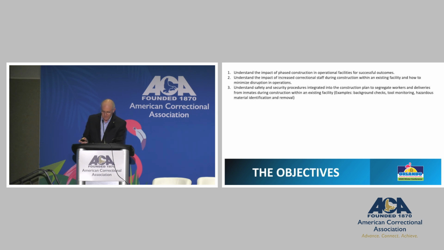Our learning objectives. Our first objective is understand the impact of phased construction and operational facilities for successful outcomes. Understand the impact of increased correctional staff during construction within existing facility and how to minimize disruptions in operations. Understand safety and security procedures integrated into the construction plan to segregate workers and deliveries from inmates during construction within an existing facility.